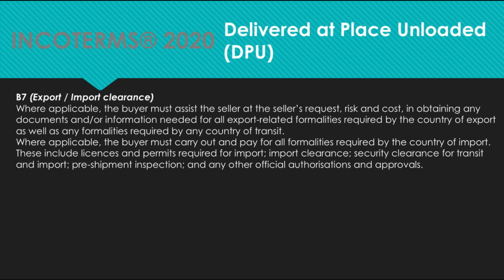B7. Export-import clearance. Where applicable, the buyer must assist the seller at the seller's request, risk and cost, in obtaining any documents and/or information needed for all export-related formalities required by the country of export, as well as any formalities required by any country of transit. Where applicable, the buyer must carry out and pay for all formalities required by the country of import. These include licenses and permits required for import, import clearance, security clearance for transit and import, pre-shipment inspection, and any other official authorizations and approvals.